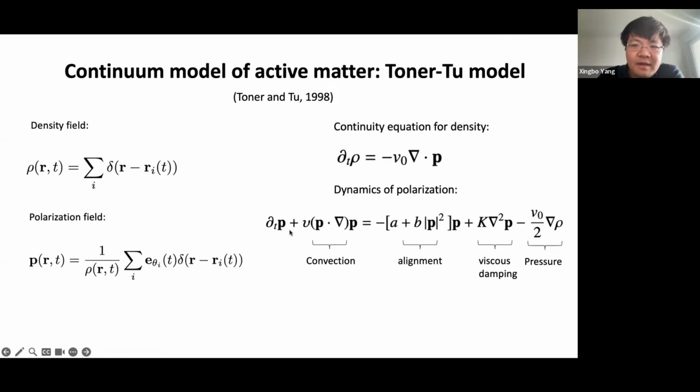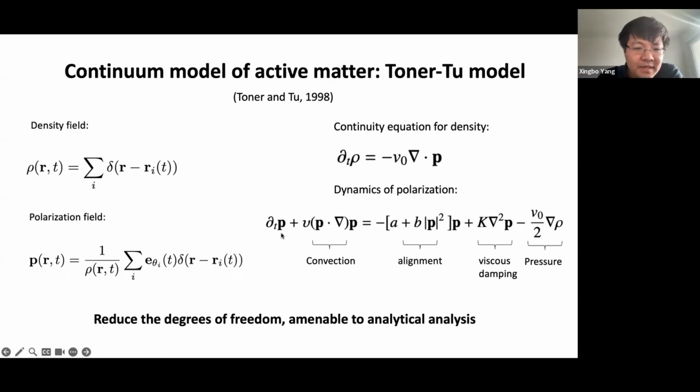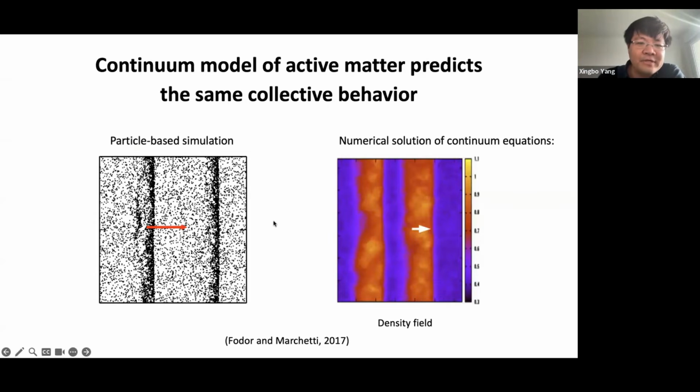All right, so now, instead of running particle simulations for thousands or millions of particles, you write down two fields and describe the system on a hydrodynamic scale. The advantage of this is you can reduce the degrees of freedom, which makes it amenable to analytical analysis. So Toner and Tu basically wrote down those equations in 1998 just from symmetry arguments. And people since have been studying these systems quite intensively, and they run both particle-based simulations and numerical solutions of those field equations, through, let's say, finite difference schemes.